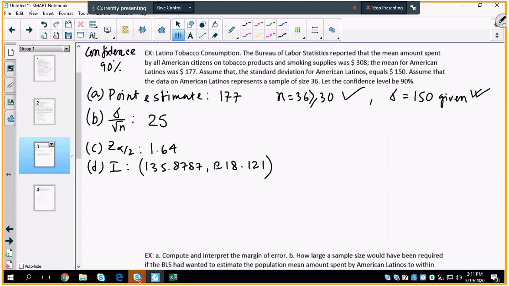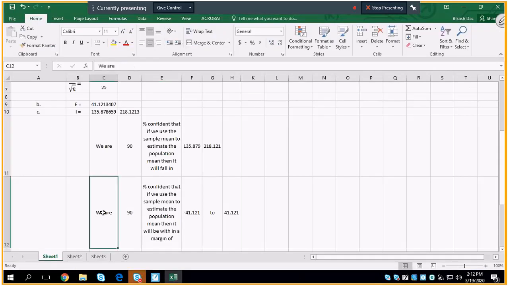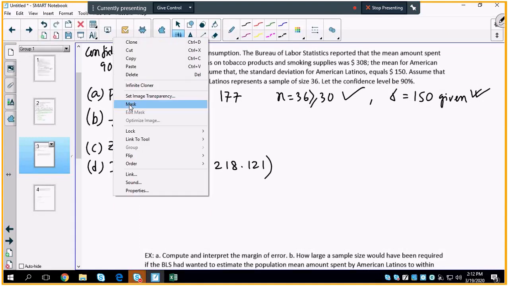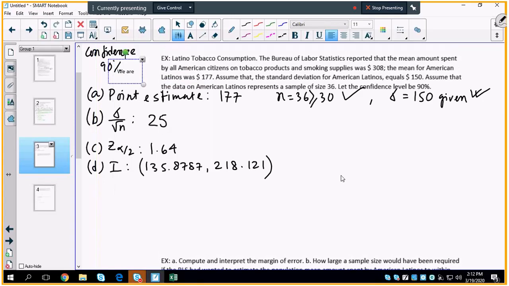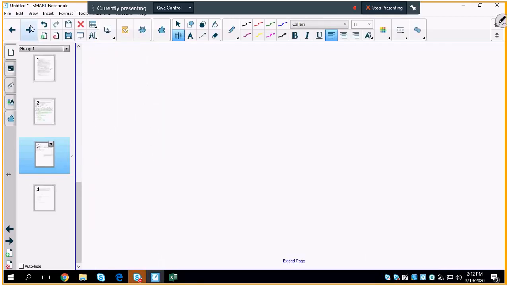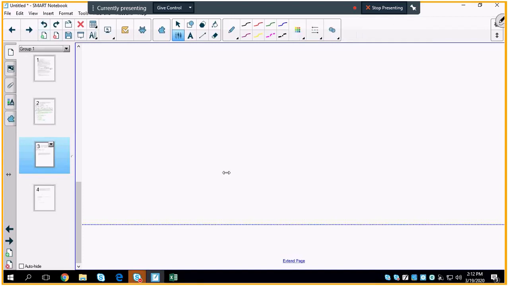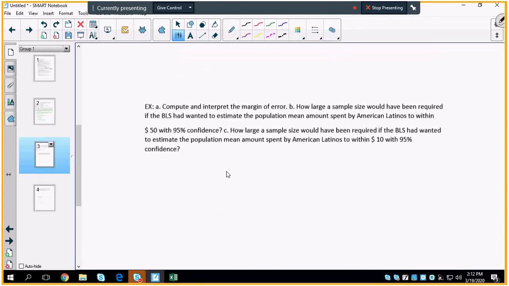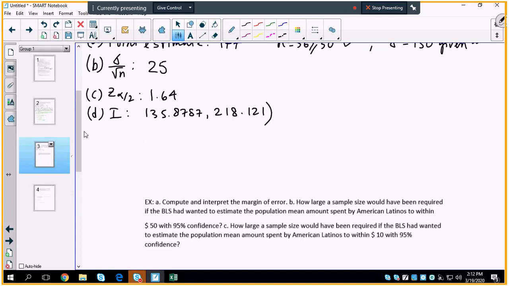The interpretation, I'm going to just copy and paste. So let's copy and I'm going to just paste it here. Sorry, let's get back. It didn't let me copy it very well. Let's just go ahead and write it down.